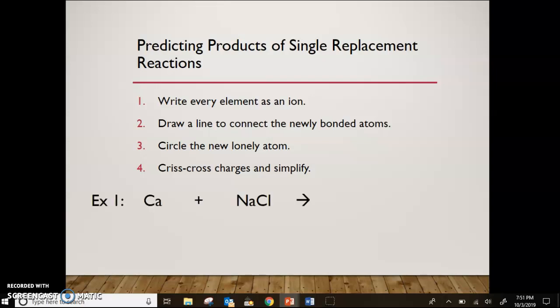Okay, so let's try here. So I have Ca and then NaCl. So I'm going to write it out as an ion, so it's Ca2 plus. Notice I don't have an anion here, so I'm just going to leave that blank. Then I'm going to do Na1 plus and Cl1 minus. So if I cross them, notice, well, let's do Ca first. So I have Ca2 plus and Cl1 minus. All right, so I'll get a product of CaCl2.